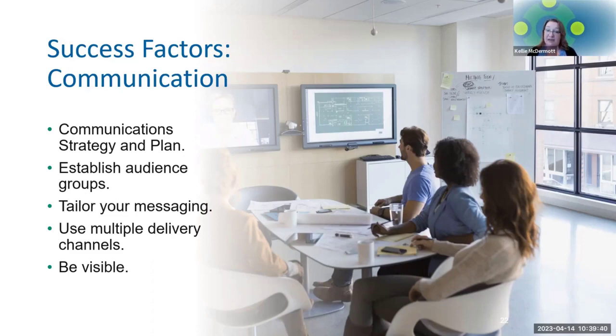You need to establish audience groups, which goes back to knowing your stakeholders, as each group will need to be communicated with differently. Which also brings us to the next point with communications. Your messaging should be tailored to each of those stakeholder groups. You also need to use multiple delivery channels. You can't just send out a series of emails and expect people to continue to read them after a while. You must tailor that delivery method to your audience. And you must be visible. You cannot just announce the change in a big meeting and then never mention it again. You have to make sure that you're constantly talking about that vision for the change, and you must lead by example.